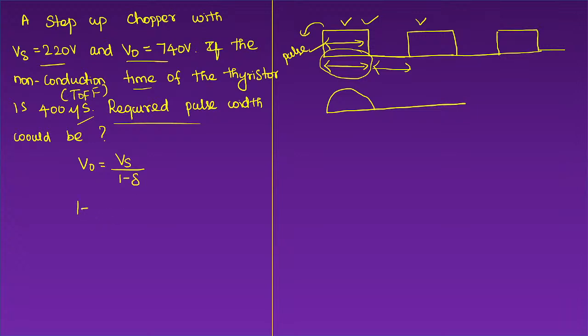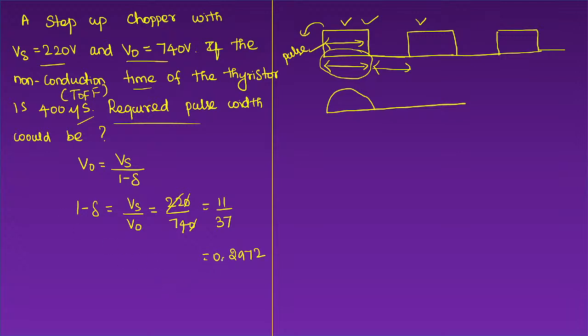Now our attention is with the on time. So delta is equal to supply voltage Vs by V naught. The value of Vs is given as 220, output voltage is given as 740. I can cancel this two. We can also reduce it further, 11 upon 37. Now, if you take 11 by 37, you will be getting 0.2972.